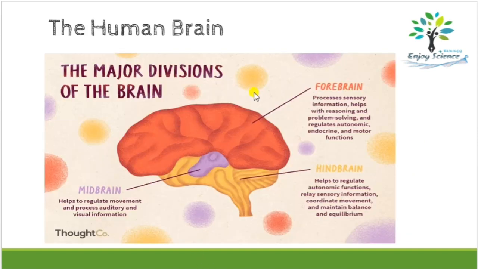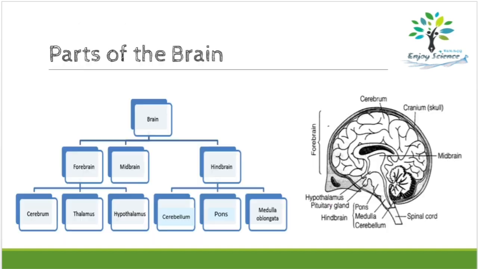The human brain is divided into three different regions. That is the forebrain, this red part, the midbrain, the middle part, and the hindbrain, the back part of the brain. Now let's see the different parts of the brain with the help of a diagram. The brain is divided into three different parts, that is forebrain, midbrain, and hindbrain.